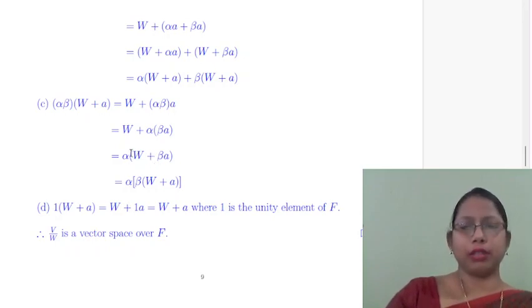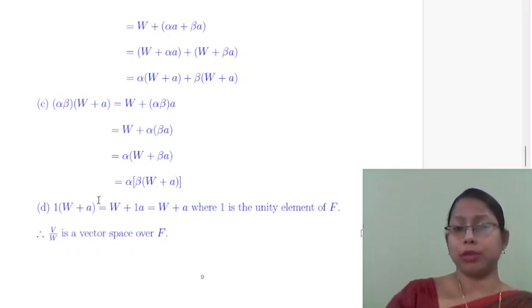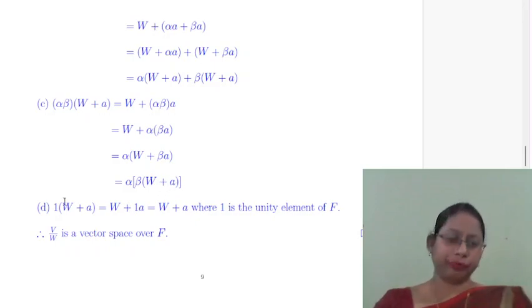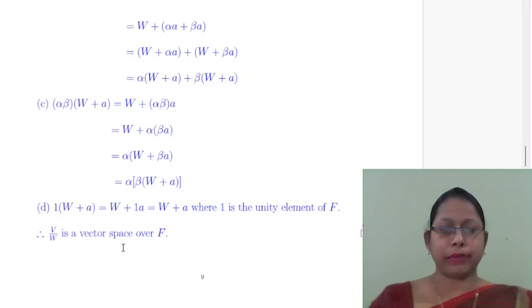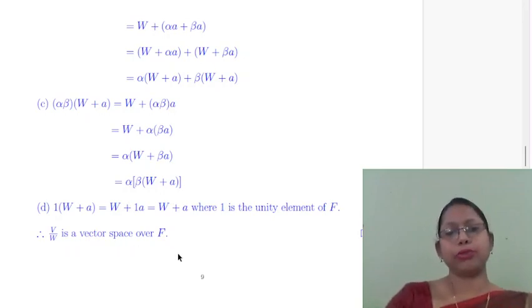Then again I will take this β outside. By using the definition of scalar multiplication in V/W, I can write this as α(β(W + A)). Fourth condition: 1·(W + A) is equal to W + 1A by using scalar multiplication, as 1 is the unity of F. This can be written as W + A, since 1 into A is A. So this is equal to W + A. Therefore, V/W is a vector space over the field F, and this vector space is known as the quotient space.